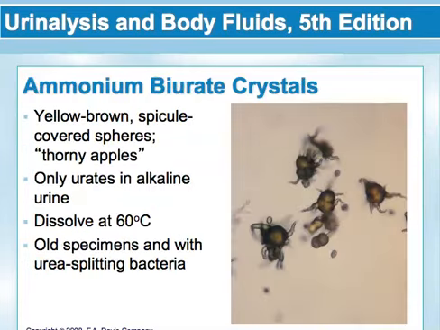And then your ammonium biurate crystals are yellow-brown. They are referred to as thorny apples because they are spheres surrounded by spicules. They are the only urates that are found in alkaline urine, and like the urates, they will dissolve at 60 degrees Celsius. They're not clinically significant and are almost always seen in old urines as a byproduct of urea splitting bacteria.